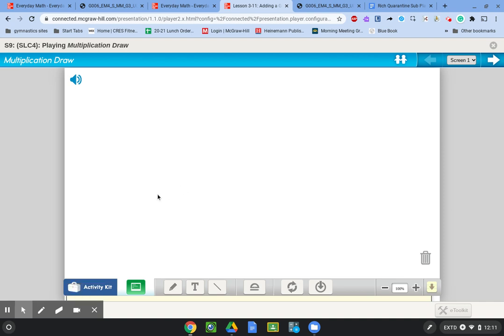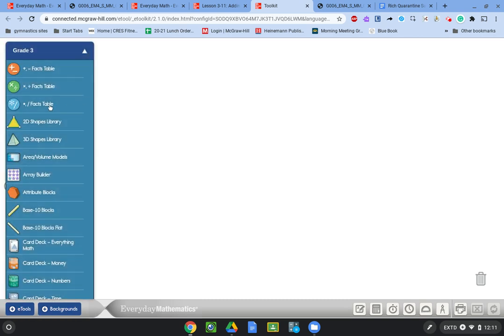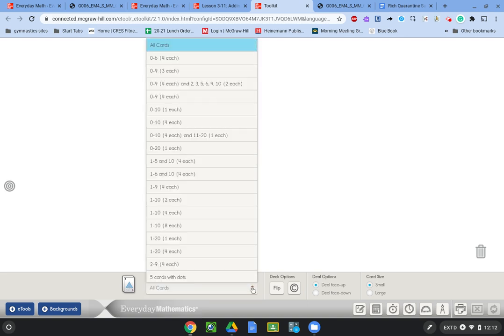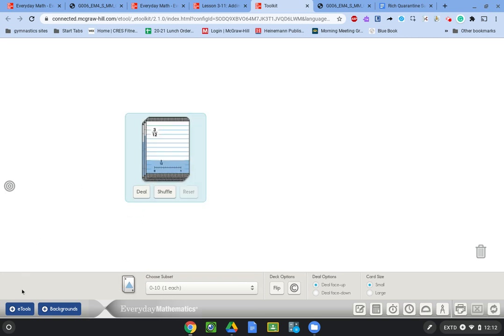First of all, I'm going to show you how to play it using your online Everyday Math tool. So if you click on your activity kit, then you go to eToolkit. And from your eToolkit, if you click eTools, you're going to need 2 things in this game. You're going to need your Everyday Math card deck. But we don't need all the cards. So you're going to click right here, and you're going to click 0 to 10, 1 of each. Okay? And then you can drag your cards up there. And there you go. You have your cards now for the game.